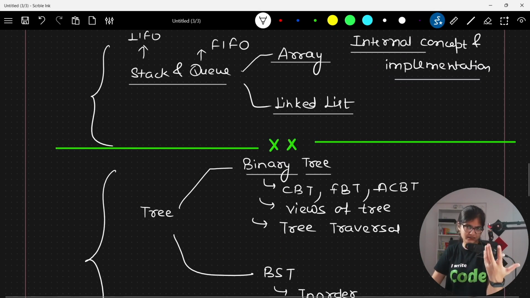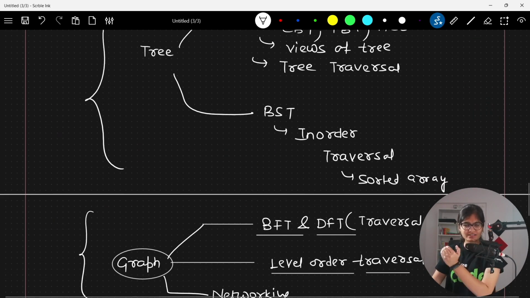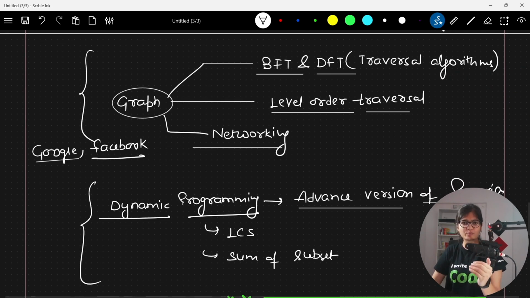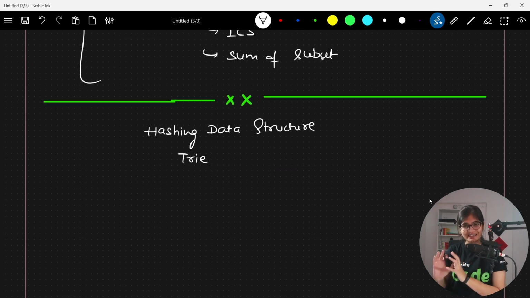After that, linked list, stacks and queues. After that, if you're moving towards tier 1, you should have a good grasp over trees, graphs and dynamic programming. Other topics you should cover if you have the time are the hashing data structure, trie, and something called the greedy algorithm.